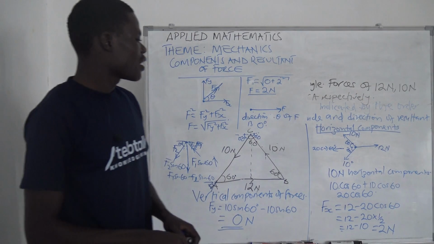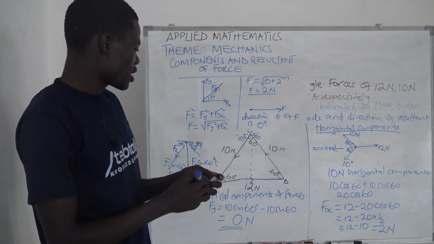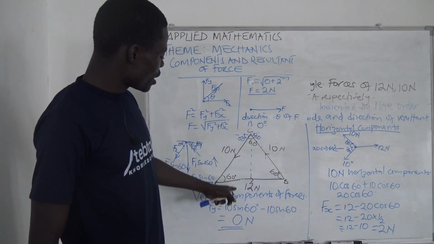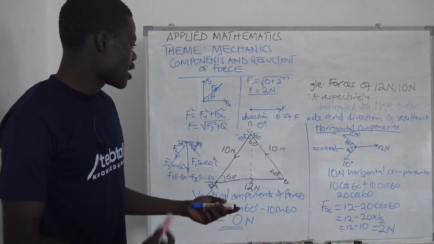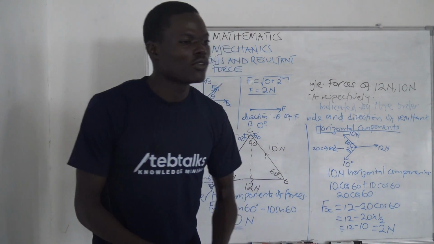So that's how you overcome that one. The first thing is to sketch. After sketching, put the direction, and then you resolve into vertical and horizontal, and then you find the magnitude.